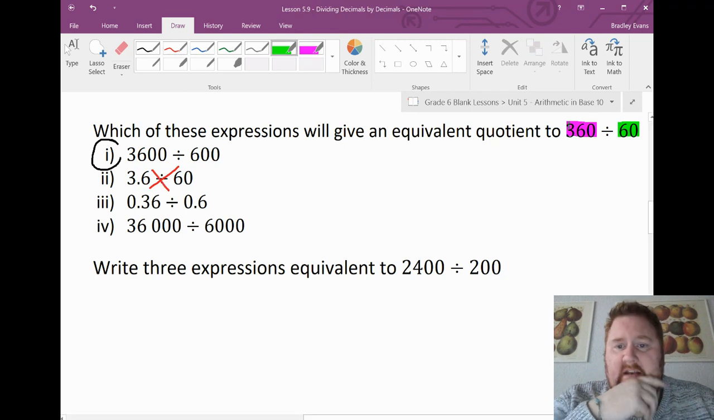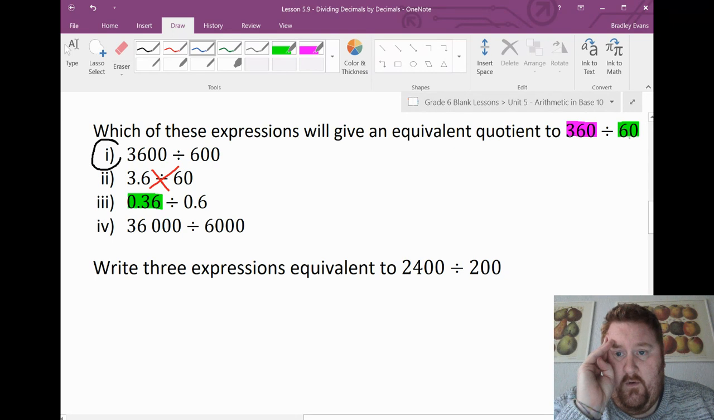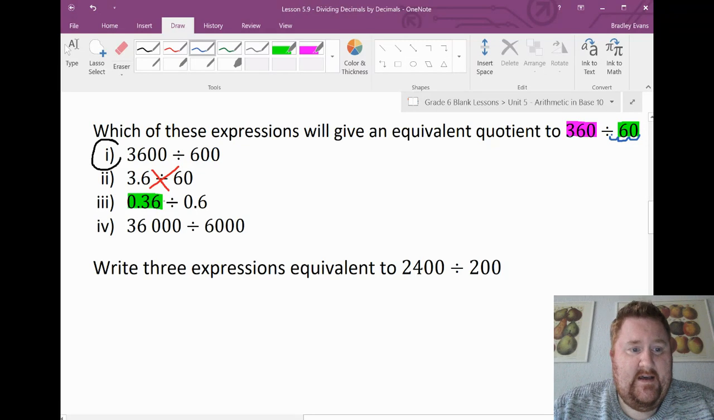0.36. Well, let's check it. 0.36, I can see my digits have moved to the right of the decimal place. And so I'm dividing by 1, 2, 3. Sorry, my mistake, 3. So we divided by 1,000 for 0.36. Now we would need to see that 60 has also been divided by 1,000. And no, that's not going to be the same, because dividing 60 by 1,000 is going to give me 0.06. That is not the same.